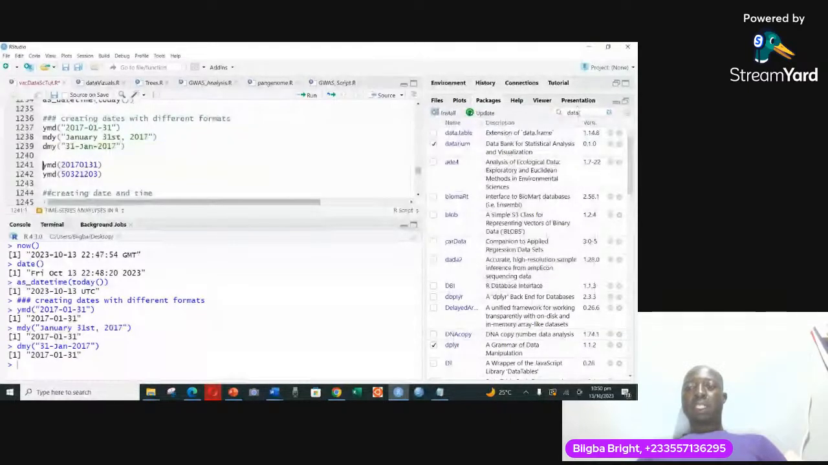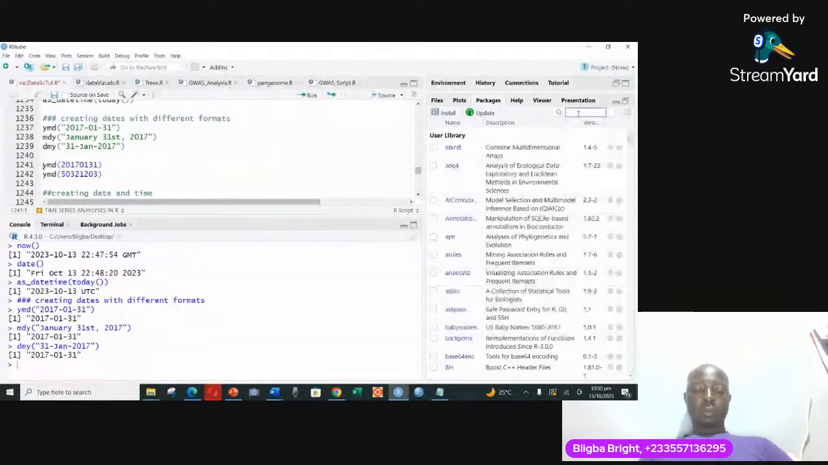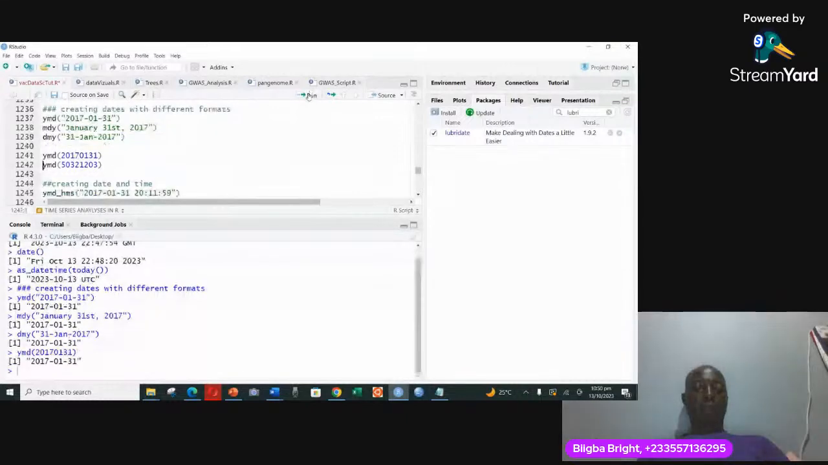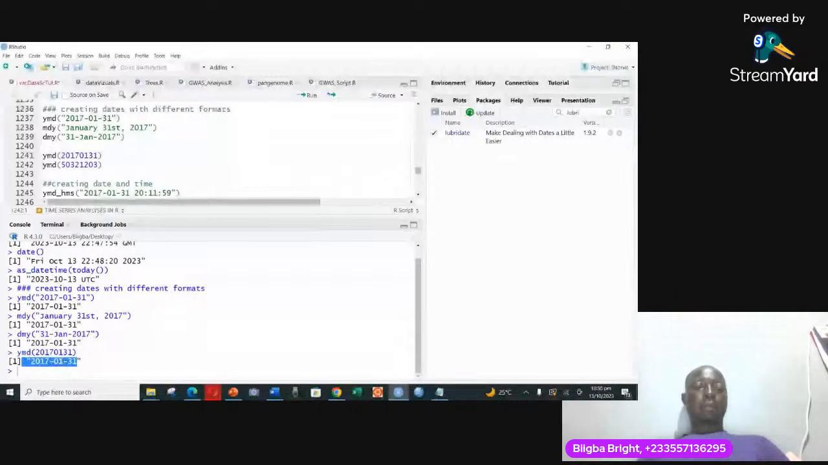Let me see if that package has been loaded. Lubridate has been loaded. That is why all these functions are working. If it wasn't loaded, they would not. So you can also write your date just the way it is here, but once you put the function ymd, R knows that you are looking at year, month, and then day. When you run that, it prints it accordingly for you. You see that it's separated into the year, followed by the month, and then the day.